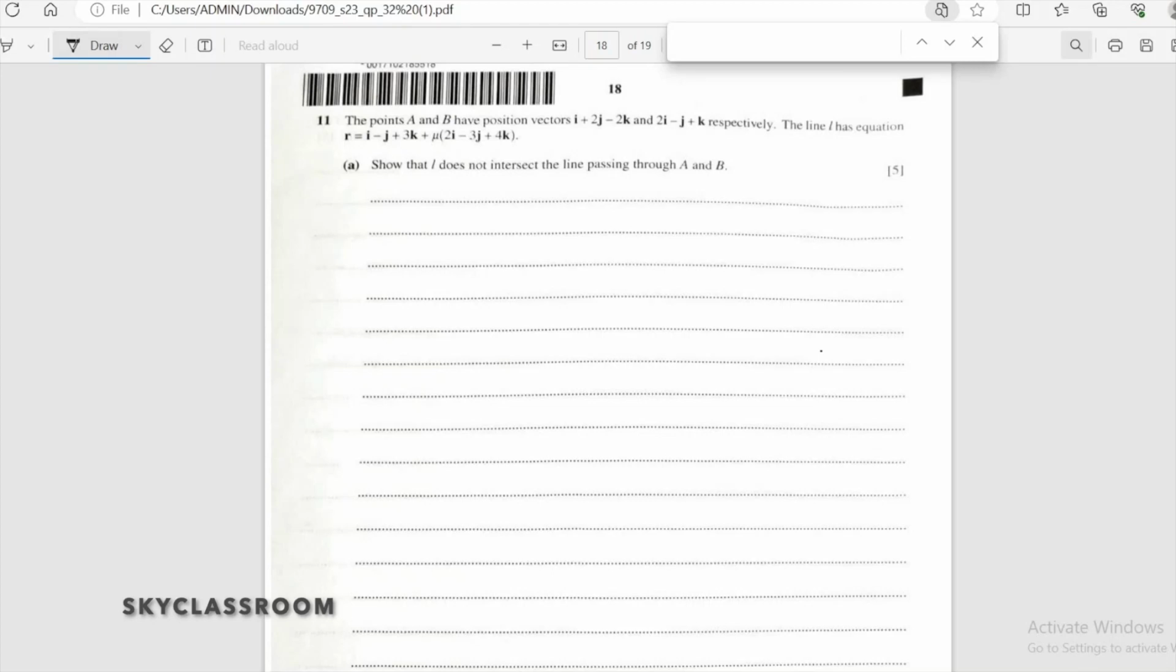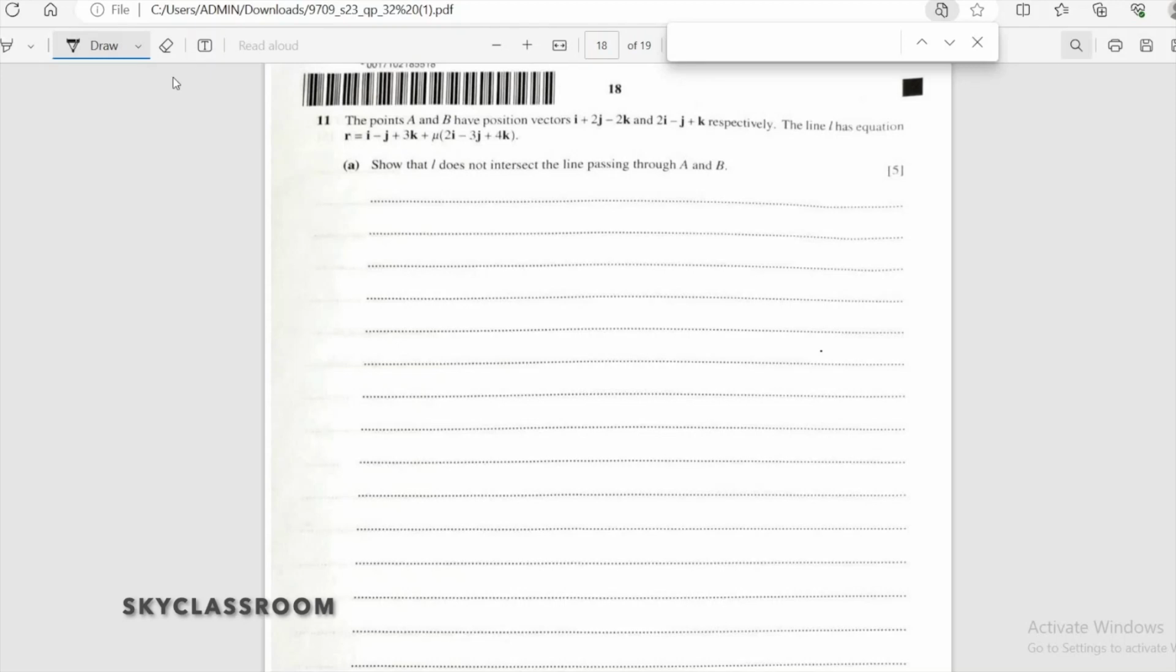The line L has the equation r equal to what you are seeing. Show that L does not intersect the line passing through A and B. The first step is points A and B.